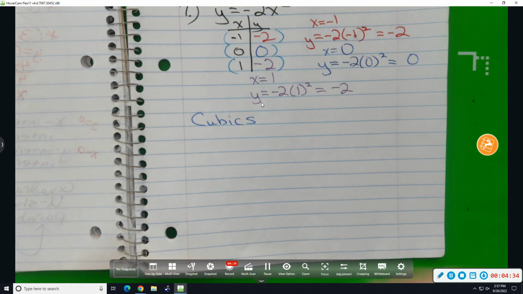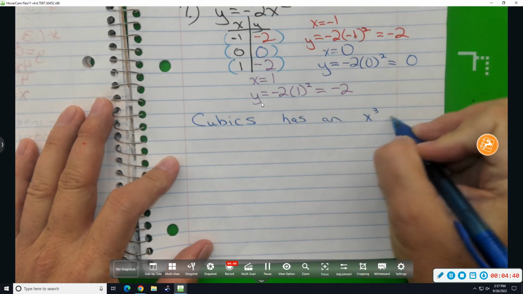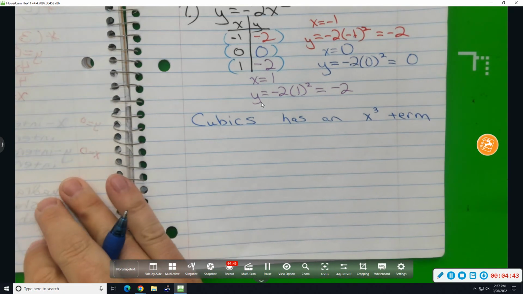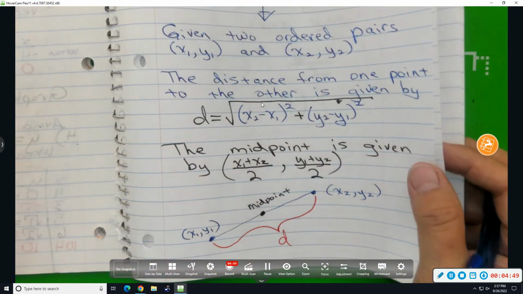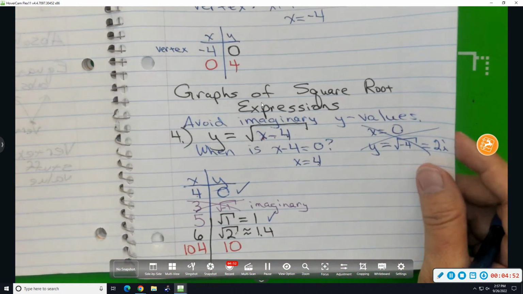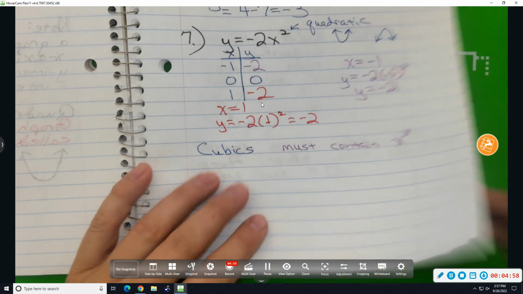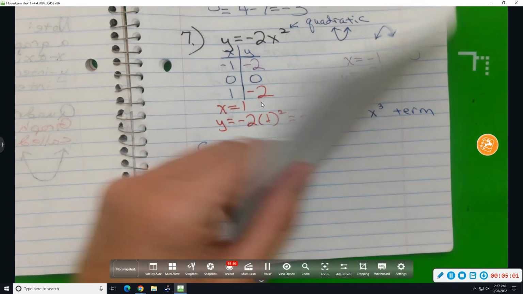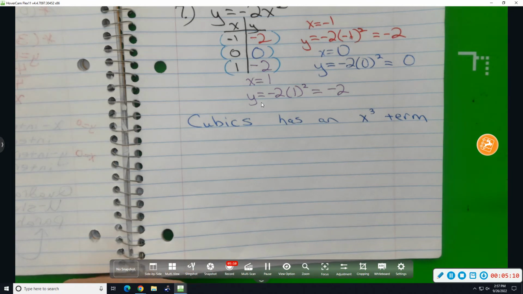A cubic has an x cubed term. That's one thing I like about this. I can look back and see, what did I write? Here I was on Thursday. Must contain an x cube. Okay, so I say a cubic has to have an x cubed term. Now, the graph of a cubic doesn't have an official name. I suppose if I wanted to give it a name, I'd call it a squiggly.